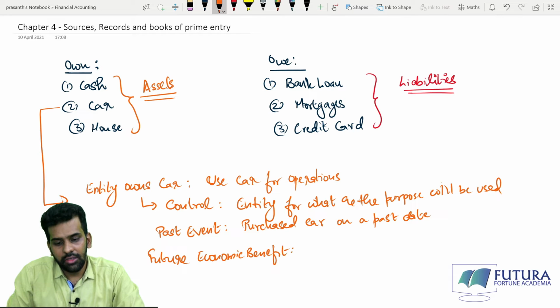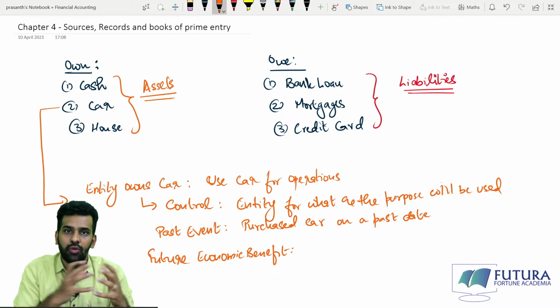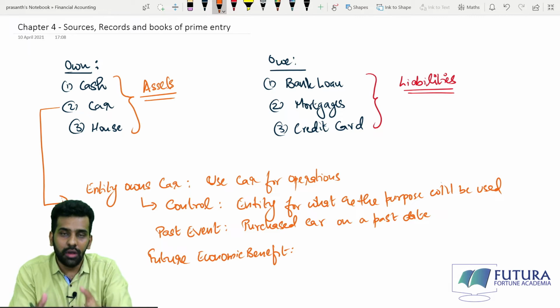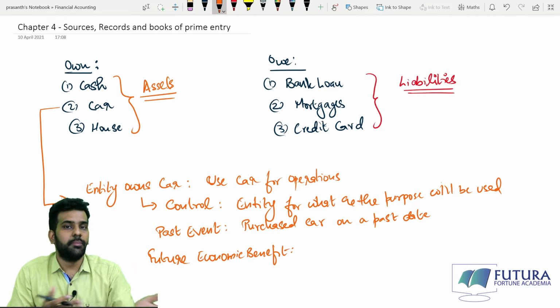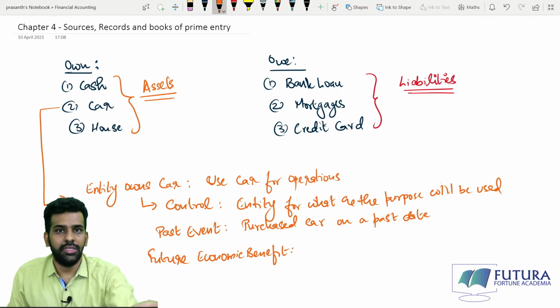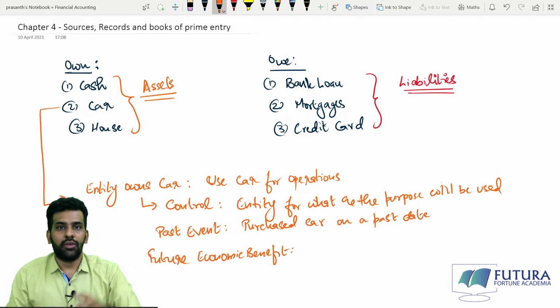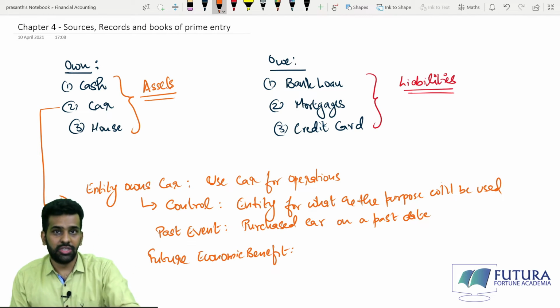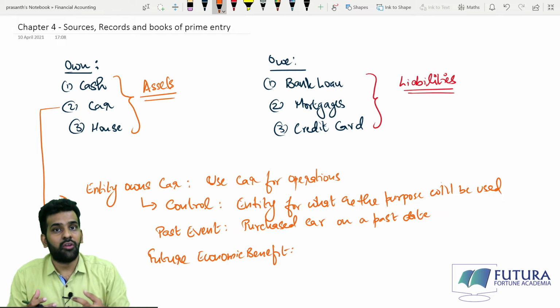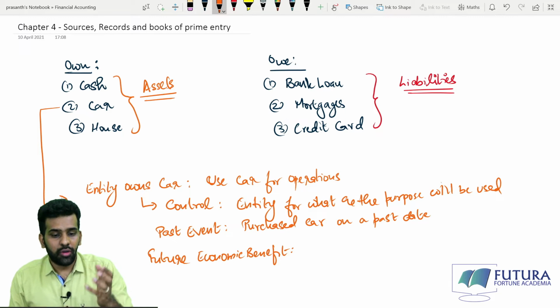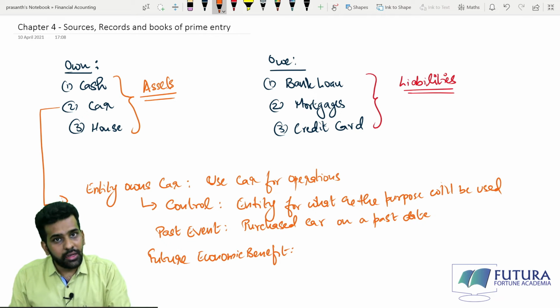What are future economic benefits? Generally, you get a benefit when you are using the car for business purposes and you earn revenue out of it. So let's say that you use the car in the business, which means you can do business in a better way. You can easily reach customers. You can drop off the things in a much better way. You can reach the delivery points in a faster way. You can use the car in a way that you would gain a lot of value from it.